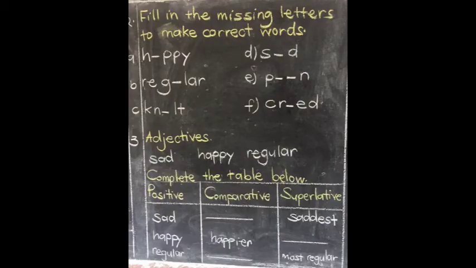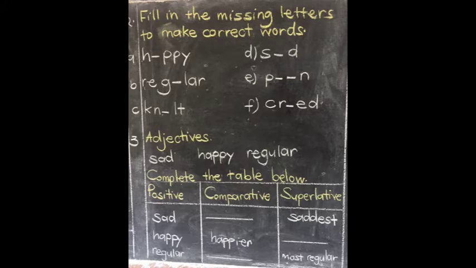And for activity 2, they are telling us to fill in the missing letters to make correct words. So we have A, and on A we have H, there is a missing letter, PP, and then Y. So which letter do you think is missing? Okay, that is right. It is missing A. And which word is that? Okay, that is happy. So on A we have happy, and the letter which is missing is A.